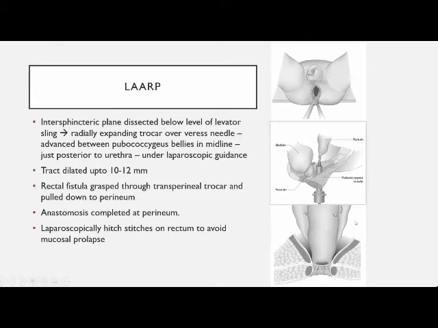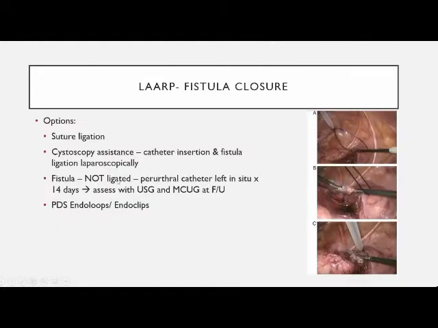And also laparoscopically, Heitz stitches have to be taken to the rectum to avoid mucosal prolapse. For the fistula ligation, other options other than suture ligation, cystoscopy assistance can be used, and fistula.